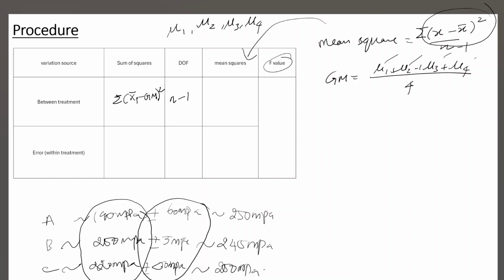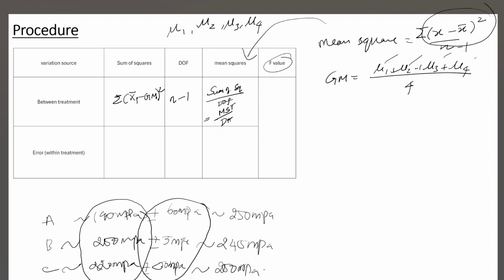Okay. Moving ahead, the mean square is given by the sum of squares divided by the degree of freedom. We generally call it mean square between the treatment, MST, divided by DFT. Got it. So next, error within the treatment.